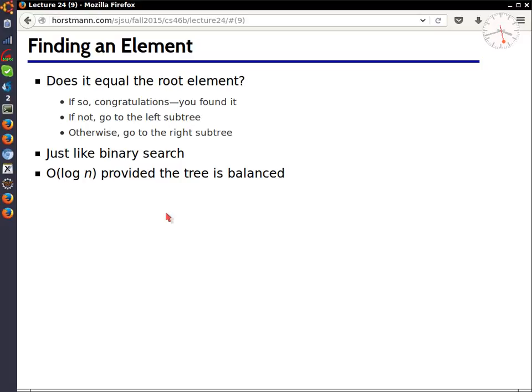And so now once we have built up this tree through a sequence of insertions, we can think about what does it take to find an element in such a binary search tree. And that again is a super simple recursive algorithm.